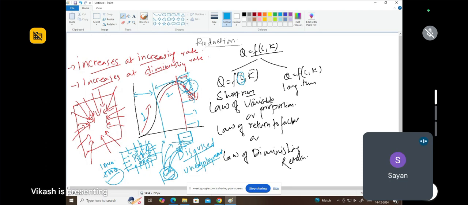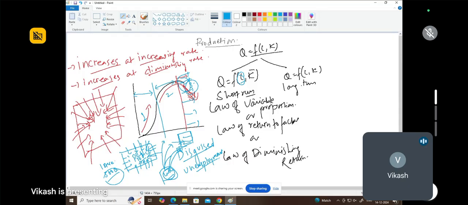Second stage, sir. Okay, so if you can give your reasoning, why should one work in first or why should one work in second stage? Sir, first stage is basically where production is increasing in mode. Okay.